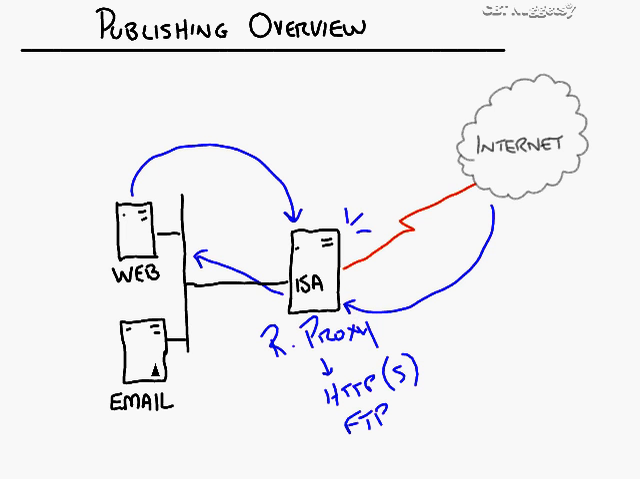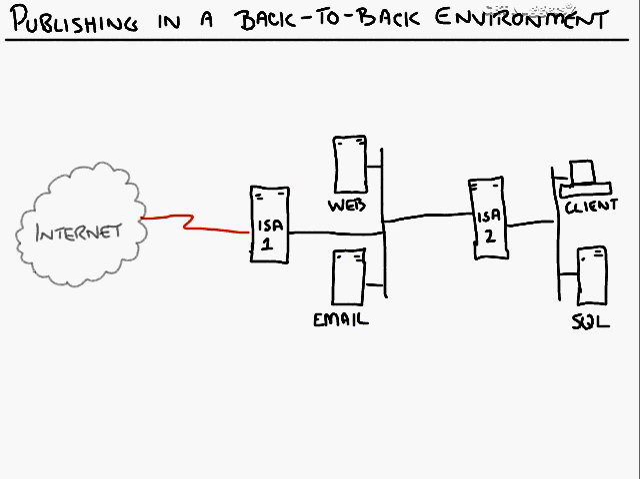Now, this server publishing allows you to publish other servers. Well, we've been talking about web server publishing so far, but there's also server publishing to make email servers and other internal servers available to the internet. You can make just about anything available to the internet. However, you lose the benefit of getting that reverse caching because when you think about it, caching is something geared towards web content. This whole concept of publishing and web publishing takes me into this back-to-back environment.